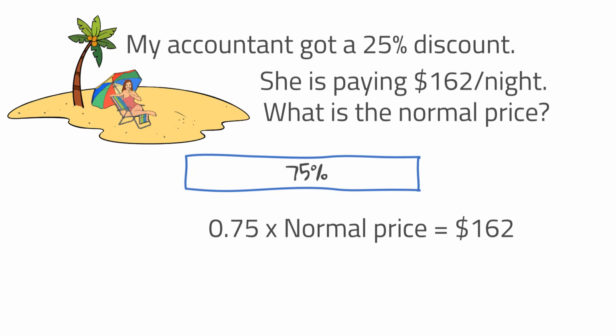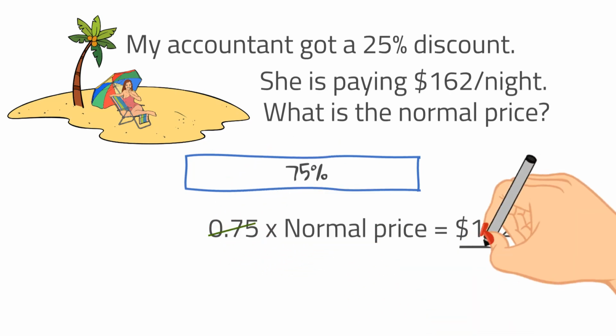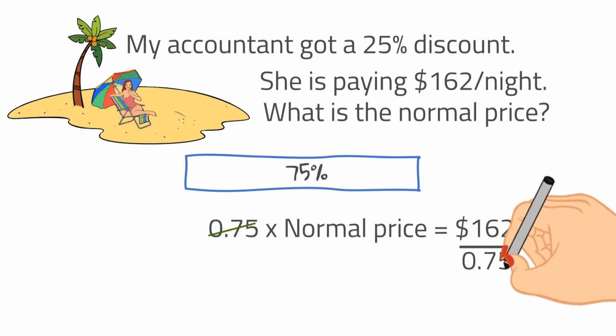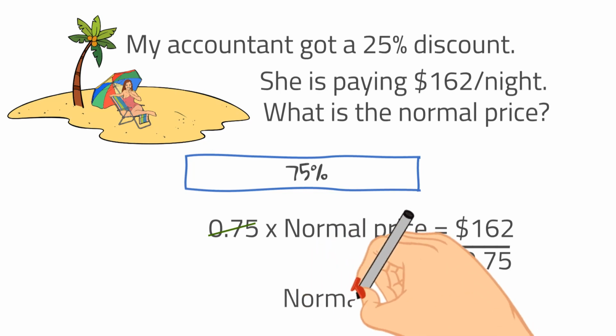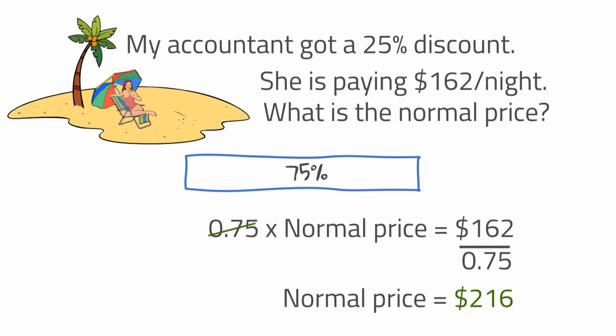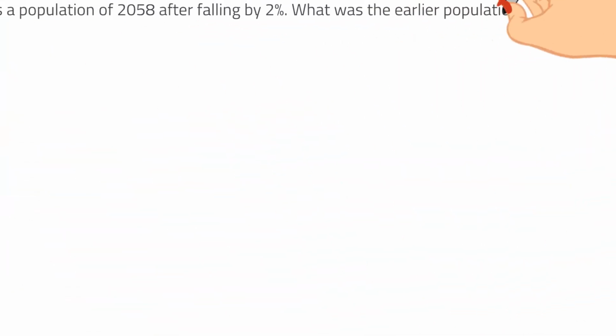So again, we have quite a simple equation to solve. I'm going to divide both sides by 0.75, which gives me a normal price of 162 divided by 0.75, which gives me $216. Interestingly enough, this means that my accountant is saving more money per night in the Bahamas than I did by putting my money in a bank for a year.